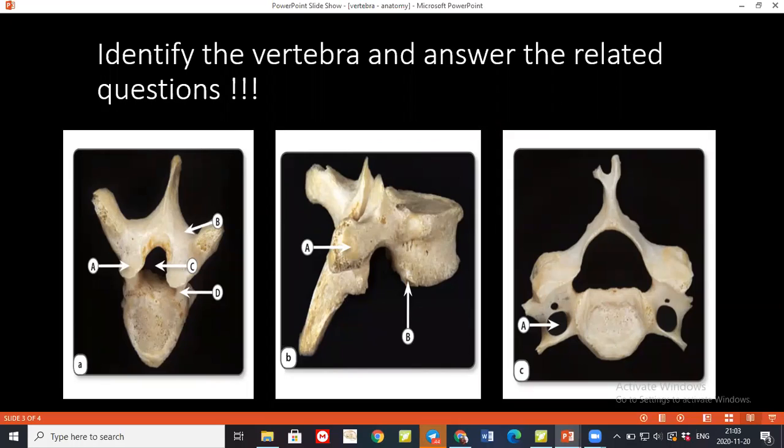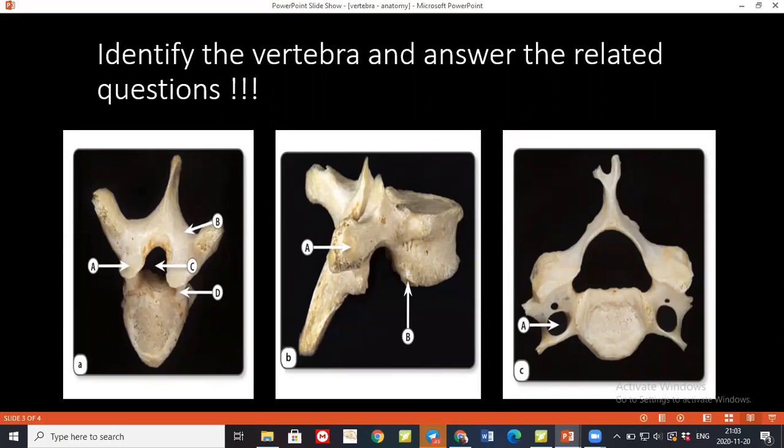Can you tell me the surface marking of the hyoid bone? It's located at the level of C2 and C3, ma'am. Surface marking of the cricoid cartilage: it's located at the level of C6, ma'am.